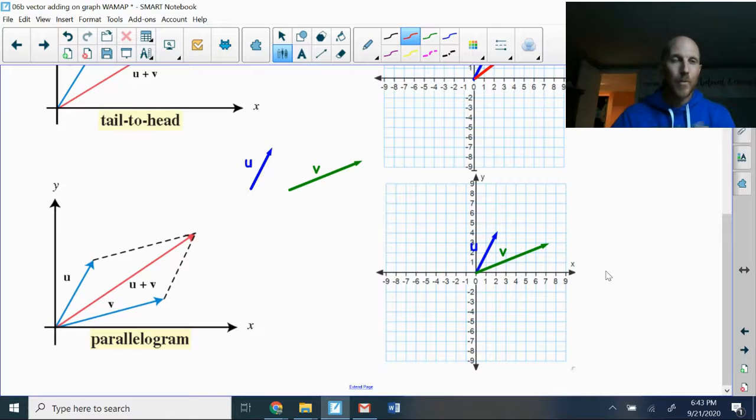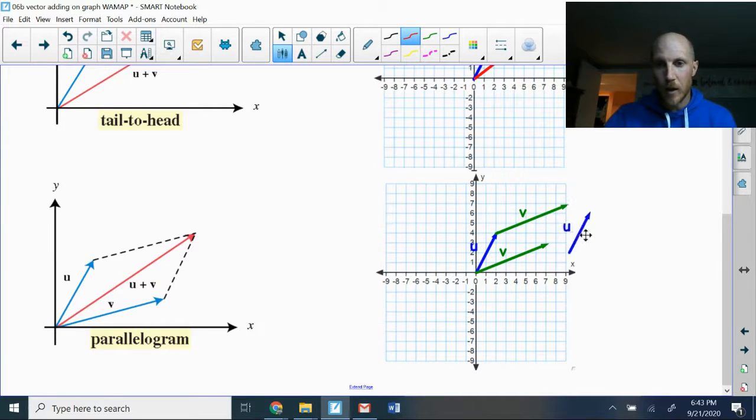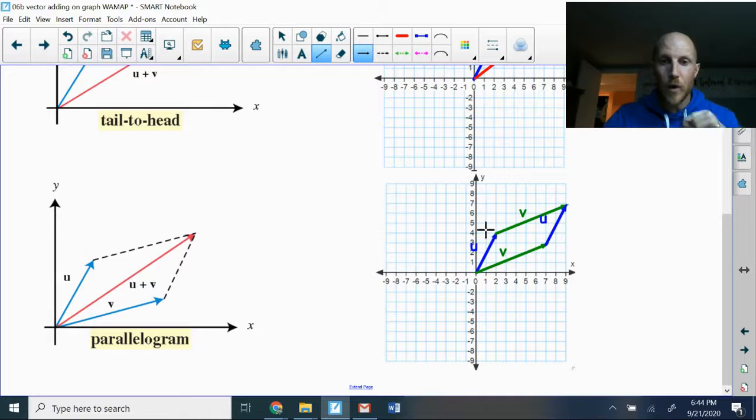I need two parallel congruent sides to be opposites. So from the end of the blue u vector, I'm going to put a copy of vector v. And from the end of the first v, I'm going to put another copy of vector u. The resultant is going to go from the origin diagonal across the parallelogram.